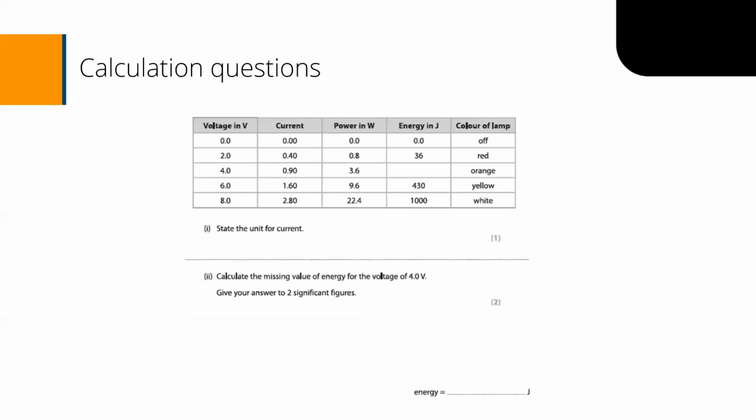Okay, this is a calculation question. Part 2, the bottom part, is an example of a calculation part question, again from paper 1. The full question has several parts, but we just picked out this part as an example. And you can see there's a table of data with an empty box in it. To start with, it's a straightforward recall question. 1, state the unit for current. But the second part is calculate the missing value of energy for the voltage of 4 volts. Give your answer to 2 significant figures. I'll just stop for a moment and answer the question.